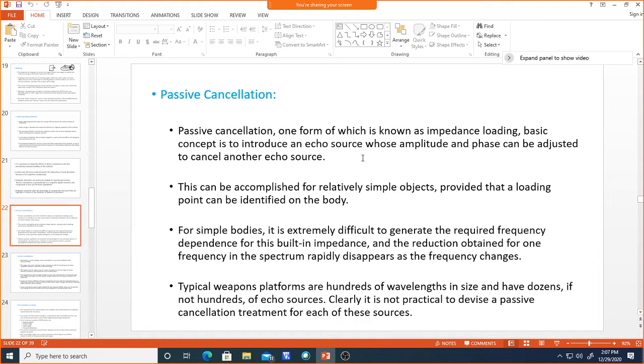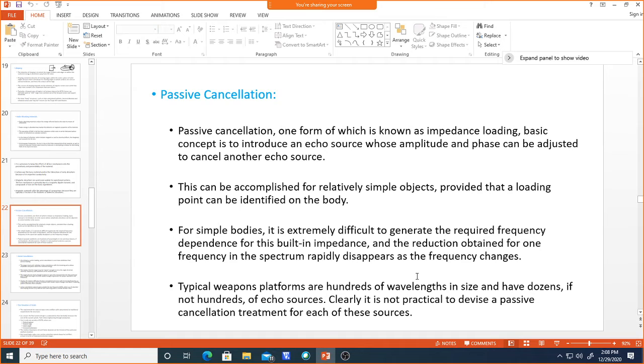So how can we do this? This can be done using relatively simple objects, provided we load the object appropriately, and we can identify the target body. For simple bodies, it is extraordinarily difficult to generate the required frequency dependence. Why? Because for simple bodies it depends on wavelength.